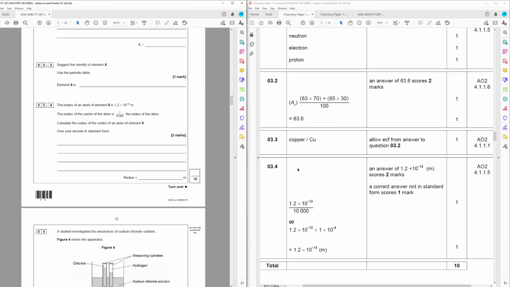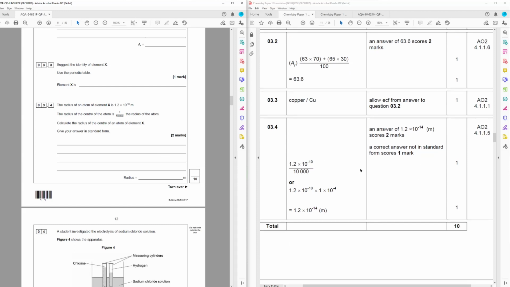Okay, 3.3 then. Looking at the periodic table, in the help sheet that you got with you, should have led you to copper. It's the one with 63.6. Okay, if you got the first part wrong and you chose a different element based on that, you still get the mark.